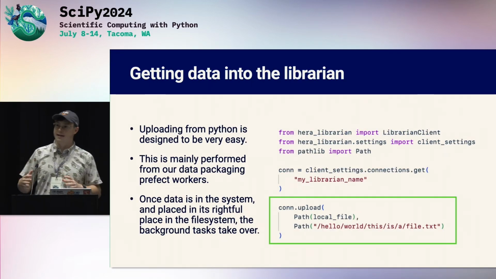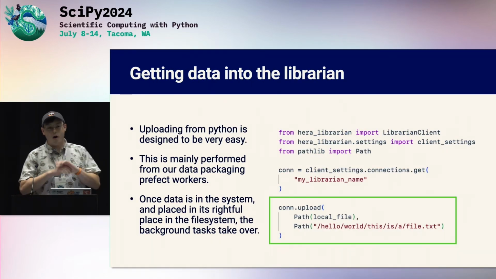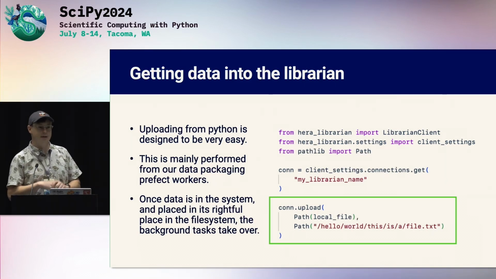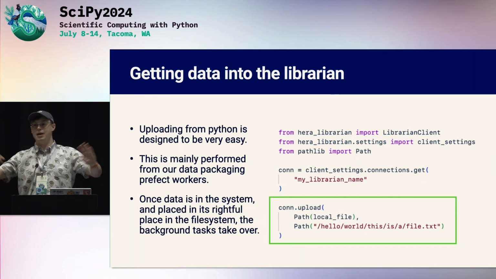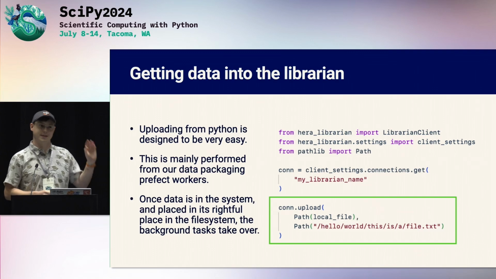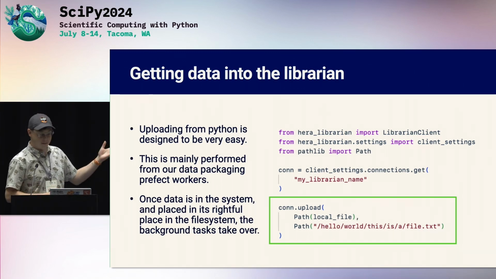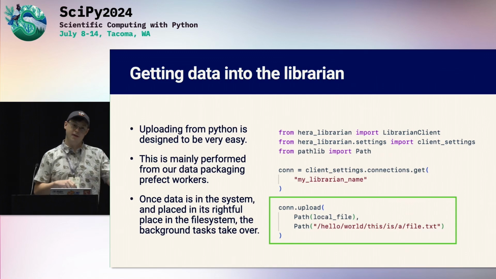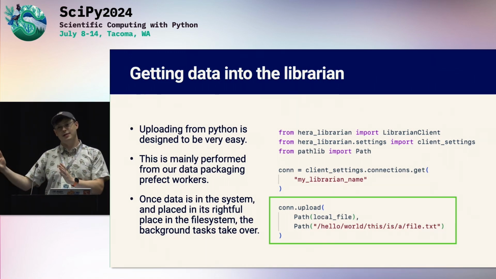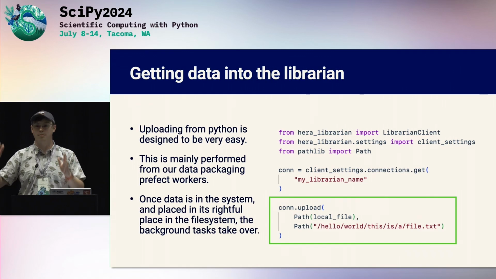So how do we get data into the Librarian? This is the only touch point that anyone who is using the Librarian who isn't an administrator will use. You push stuff into the system and it makes it appear in the rest of the world. So we wanted to make this as easy as possible. There is just a single function, that's upload. You take your local file and you say, I would like to place it in this position in that kind of global namespace.